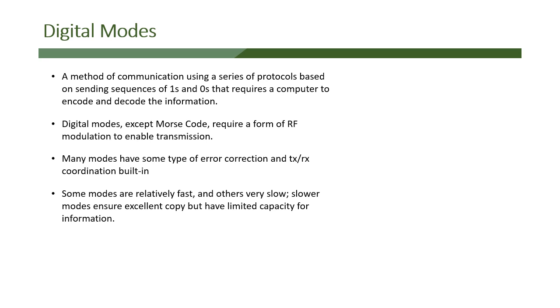And some modes are relatively fast, and others are very slow, where slower modes ensure excellent copy but have limited capacity for information. So the nice thing about the slower modes is that they have built-in error correction, and they're able to be read by a computer in high noise conditions, sometimes even when you can barely hear it yourself. And so to do that kind of error correction to make sure that there's enough information being passed accurately, they're slower and therefore they have limited capacity for information. Whereas faster modes take up more bandwidth and can pass more information, but in high noise situations, they may not be effective.